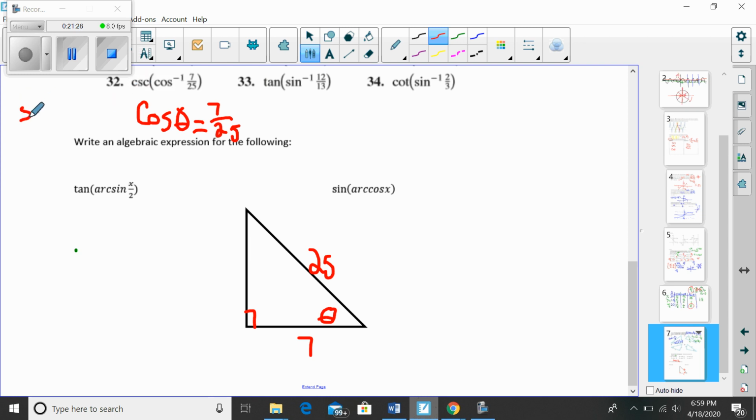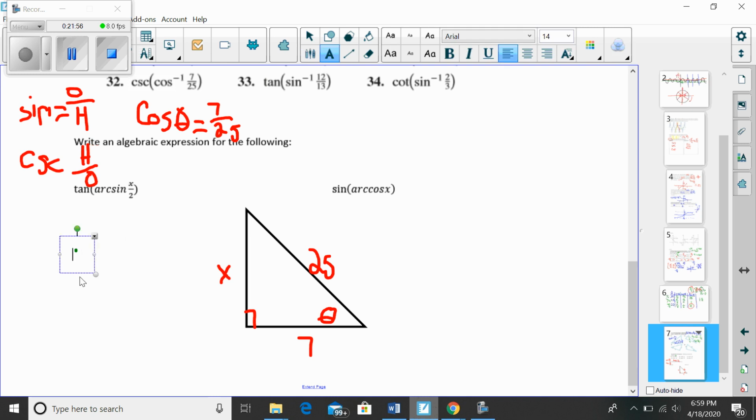Remember, if sine is opposite over hypotenuse, then cosecant is the reciprocal of sine, so cosecant is hypotenuse over opposite. I have to find that opposite side, so again the Pythagorean theorem is going to let me do this. I would have x squared plus 7 squared, which is 49, equals 25 squared, which is 625.